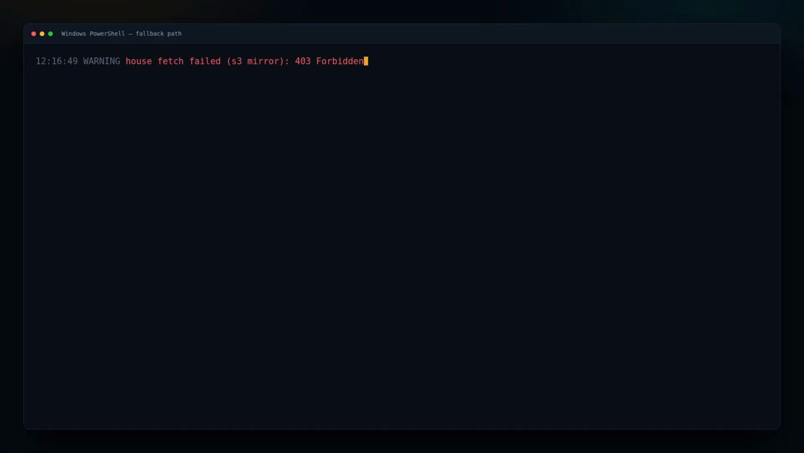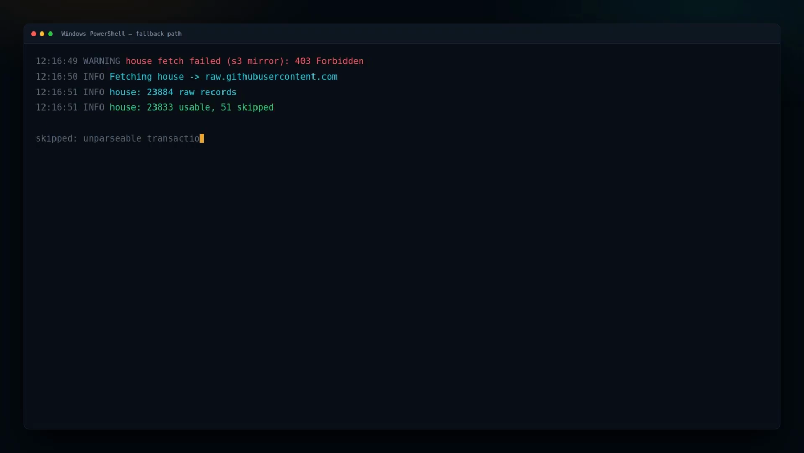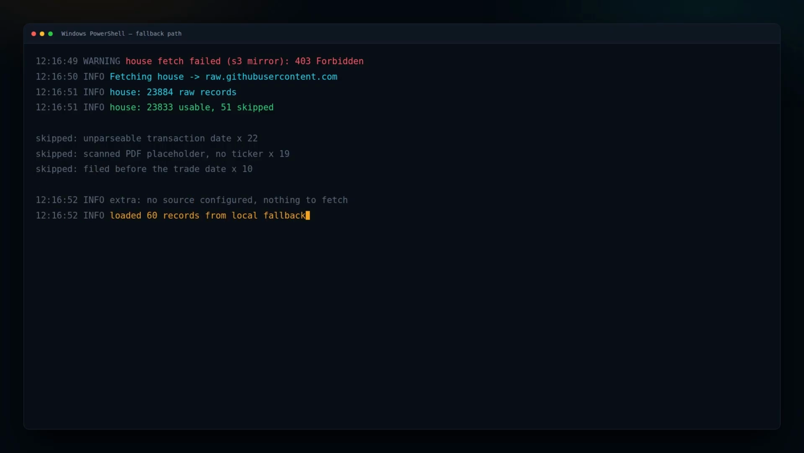Bad rows get counted, not crashed on. Junk dates, missing tickers, scanned PDF placeholders. They are skipped, and the count is logged so you know exactly how much of the file you kept.